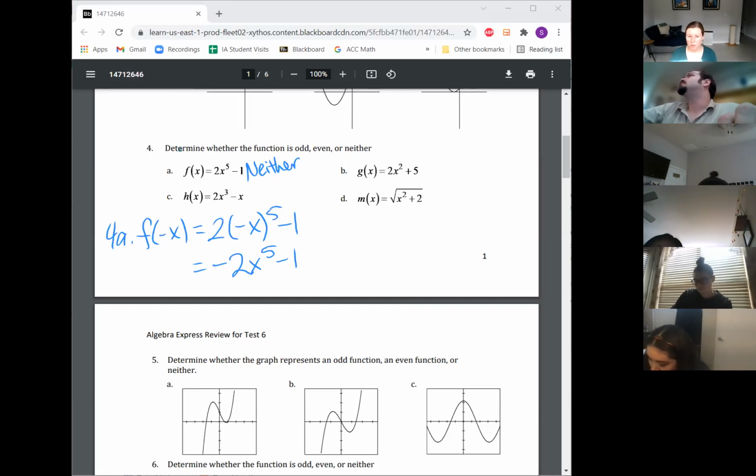Yes. And if it was odd, what would it look like? Oh, like the opposite. Yeah, we would have changed all the signs. So it would have been a -2x to the 5th plus 1. And we don't have a +1. We have a -1. Okay. All right. Thank you.